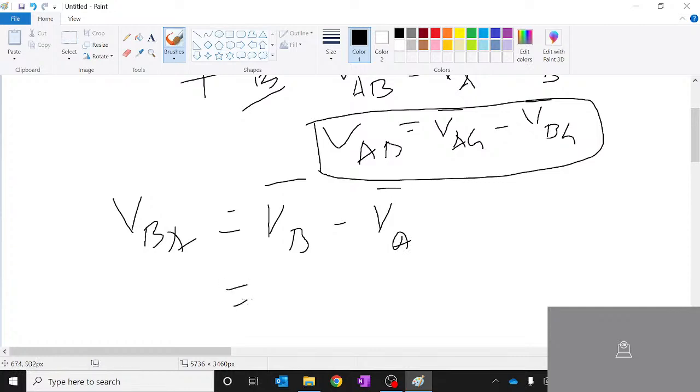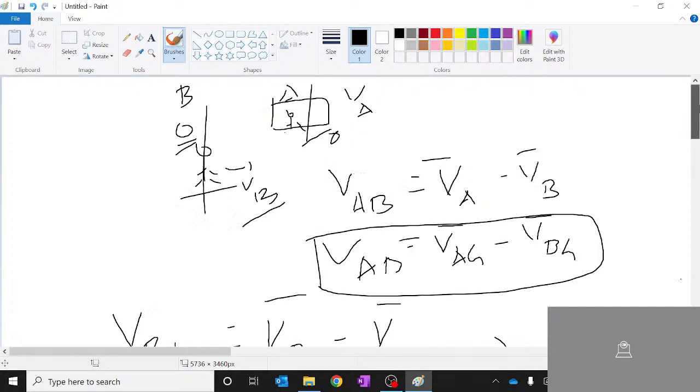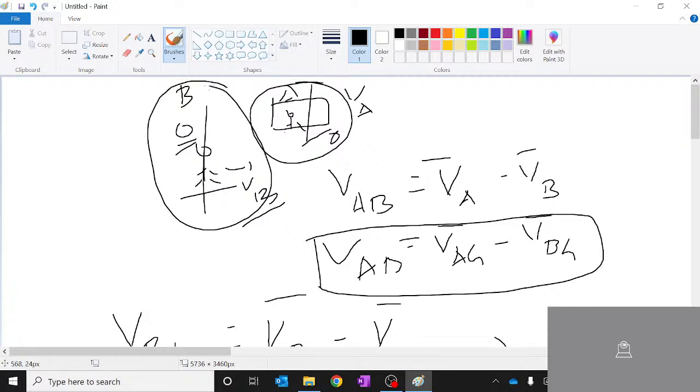Again, this is velocity of B with respect to ground minus velocity of A with respect to ground. Clear? This is B with respect to A, because in this second scenario, the observer is A. In the first scenario, where we are observing velocity of A with respect to B, the observer is B. You are finding the velocity of A. Clear? It's as simple as that.